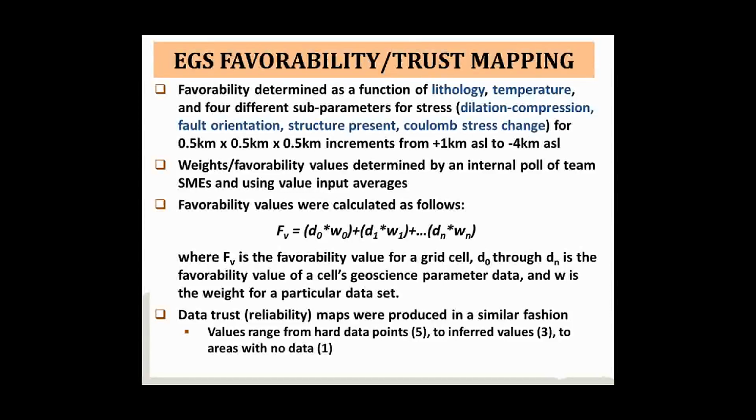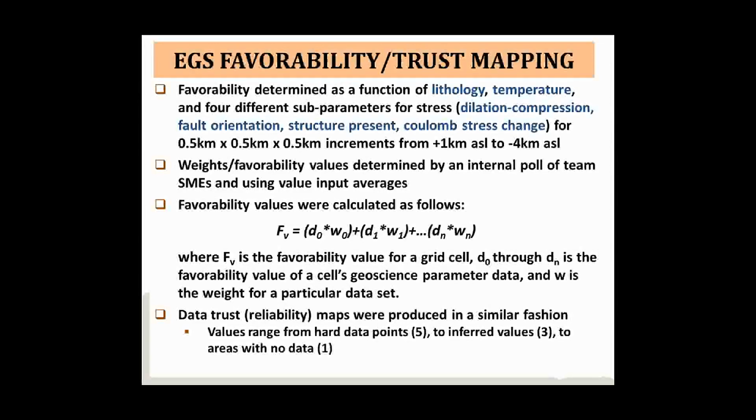Favorability was determined as a function of lithology, temperature, and stress. Those are the three key parameters that we're looking for. And stress was further broken down into four different subparameters, which involve dilation, compression, fault orientation, structure present, and Coulomb stress change. And we did this at a scale of half a kilometer by half a kilometer by half a kilometer, and from 1 kilometer above sea level to minus 4 kilometers.